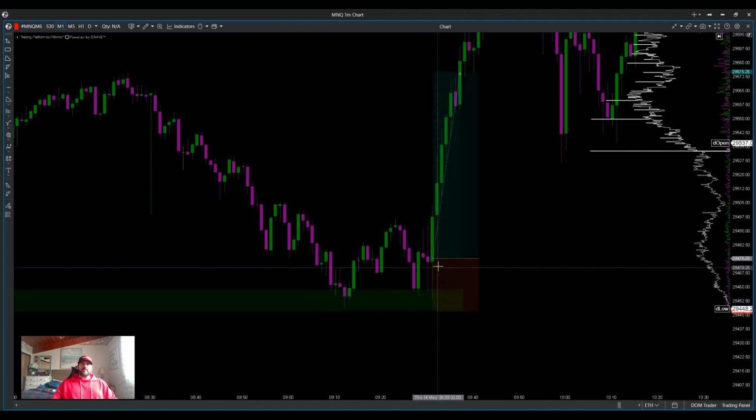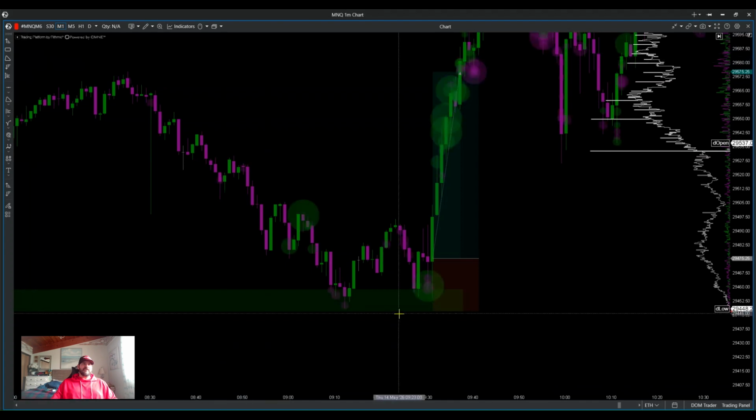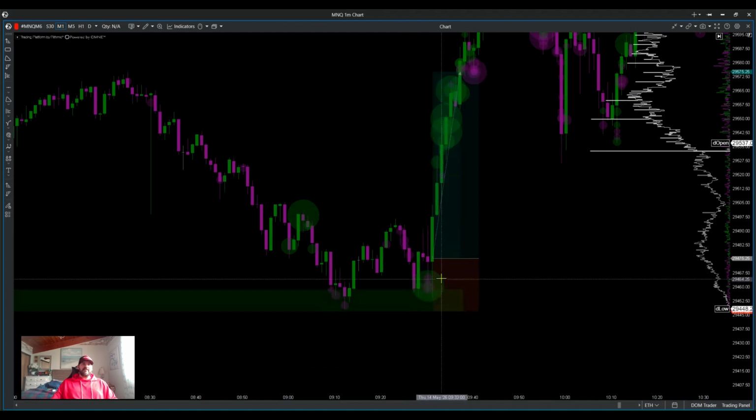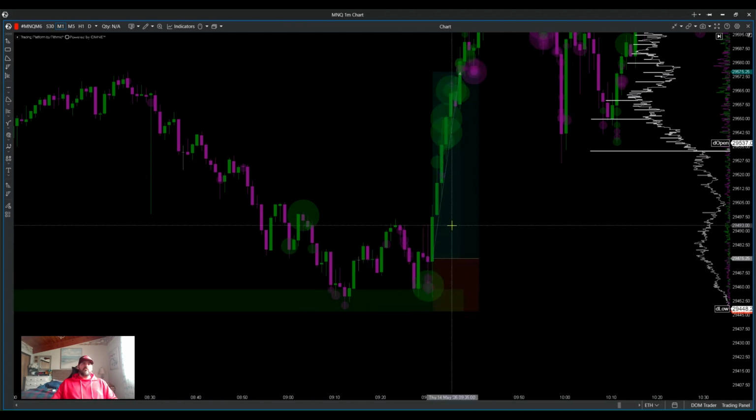We start getting some momentum to the upside. Another reason why I entered right here, I will show you. Let me turn on my big trades indicator. Look at that bubble. Big buy orders are getting executed right here. So once we got up above here, I bought. I bought in for 3 contracts. I was just trading micros. And then once we broke out of this high, I added 3 more.